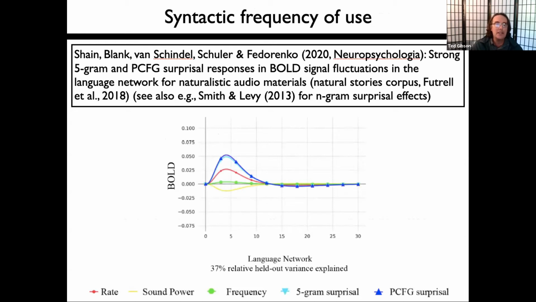Here's a neat recent example of the brain's sensitivity to grammatical surprisal and n-gram surprisal, which is a much fancier version of word frequency. It's like sequence frequency. This is from Cory Shain, the first author on a paper in Neuropsychologia from Ev Fedorenko's lab, and they show very strong 5-gram and probabilistic context-free grammar surprisal responses in BOLD signal fluctuations in the language network of the brain for naturalistic audio materials. This is just people listening to stories.